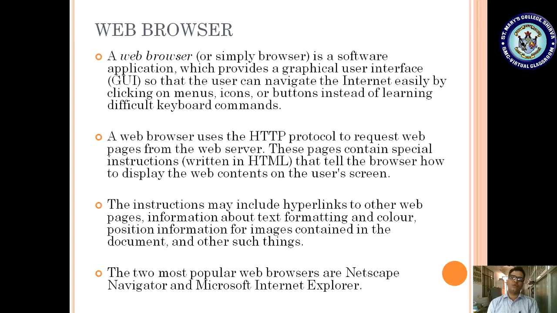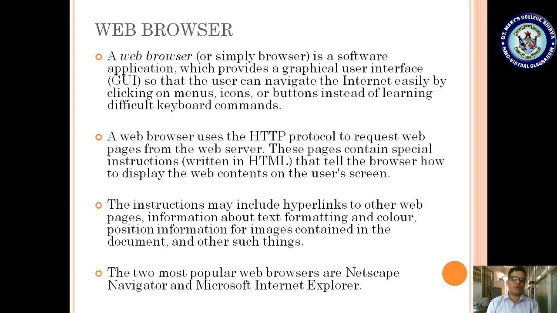Through the internet we can navigate a lot of information easily by clicking on menus, icons or buttons instead of learning difficult keyboard commands. So it consists of menus and icons or buttons, and we click them and learn so many things without handling keyboard commands. So that is your web browser. Already we have learned the creation of web pages. In the web pages there are links. If you click those links, some other web pages open. All these are possible by using software called a web browser.